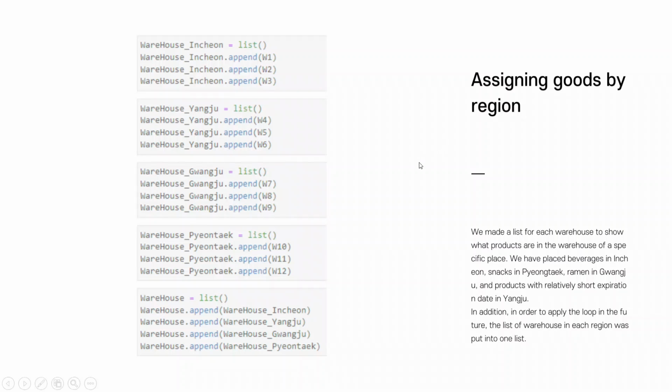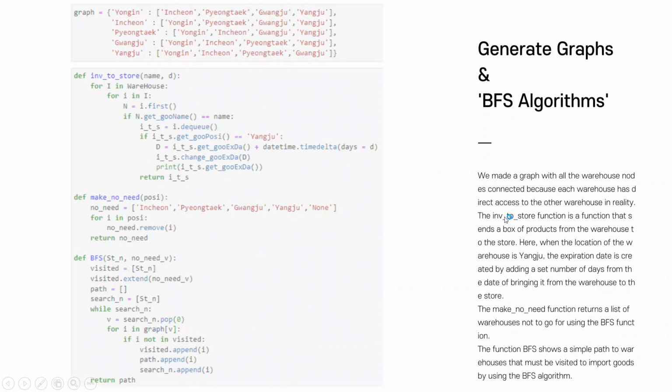In addition, in order to apply the loop in the future, the list of warehouses in each region was put into one list. We made a graph with all the warehouse nodes connected because each warehouse has direct access to the other warehouses in reality. The import to store function sends a box of products from the warehouse to the store. Here, when the location of the warehouse is Yangju, the expiration date is created by adding a set number of days to the date of bringing it from the warehouse to the store.